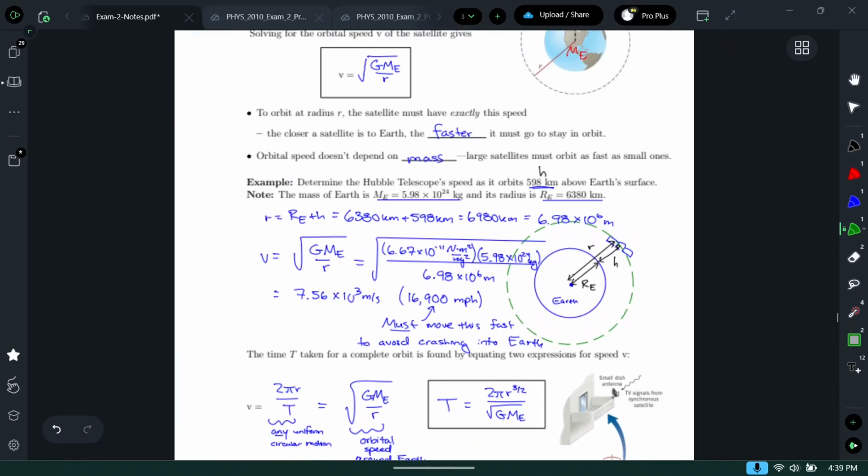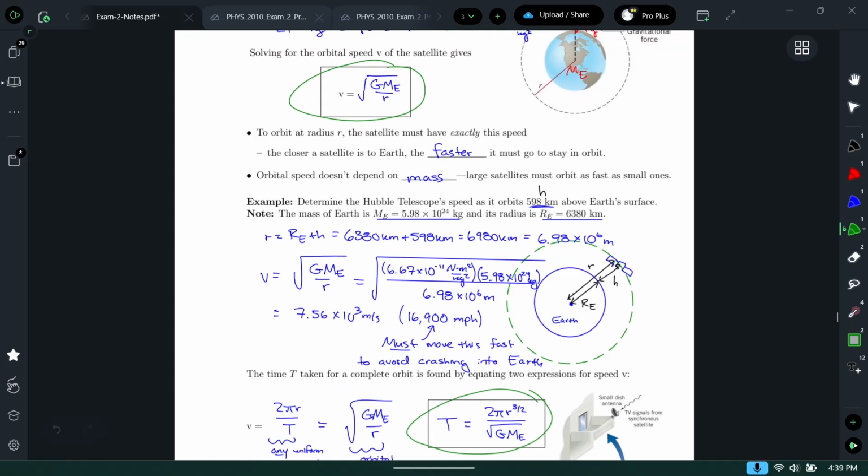The first one is the speed of the satellite. The second is the time it takes for an orbit, the period of the satellite. So if you recognize that that's what the problem's asking you about, you know to jump to these equations.